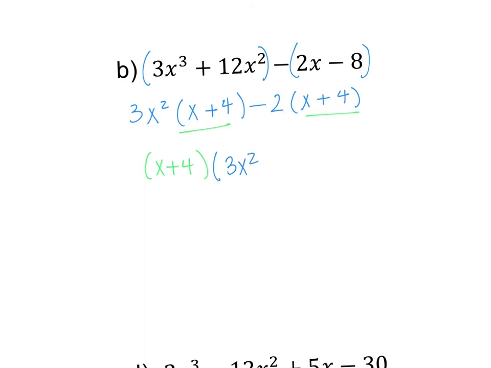This minus 2 in front of the other factor. And that's it. Now, I can't factor these two because x and 4 don't have anything in common. Neither does 3x squared and 2. So this is my final answer.